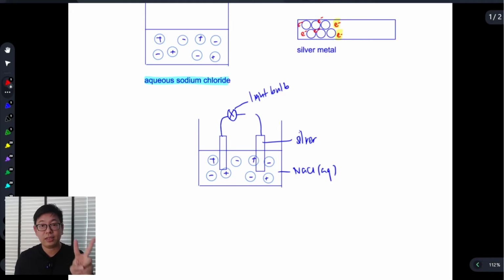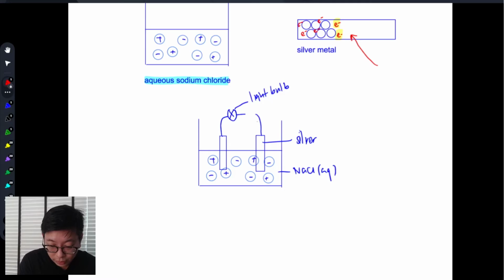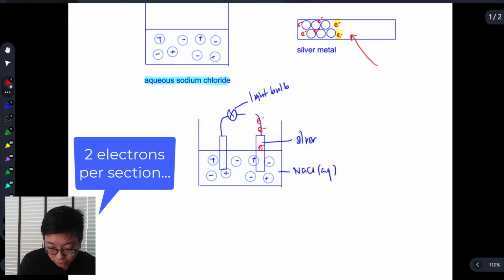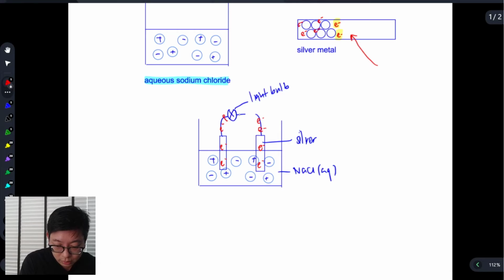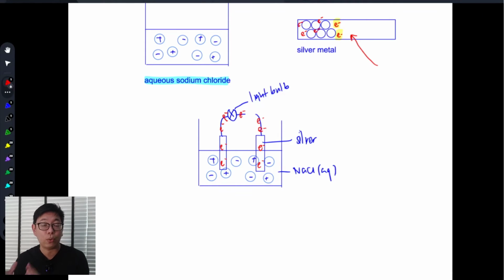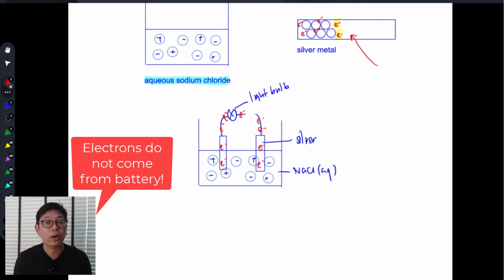Now, the second thing you need to understand is that in the silver metal and in the copper wire, there are already electrons. So the electrons are actually already there. I'm just going to draw two electrons because I have no space. So imagine there are only two electrons, more there. The electrons are already found in the wire and in the metal. They're just basically waiting to be pushed in a particular direction. The electrons do not come from the battery.